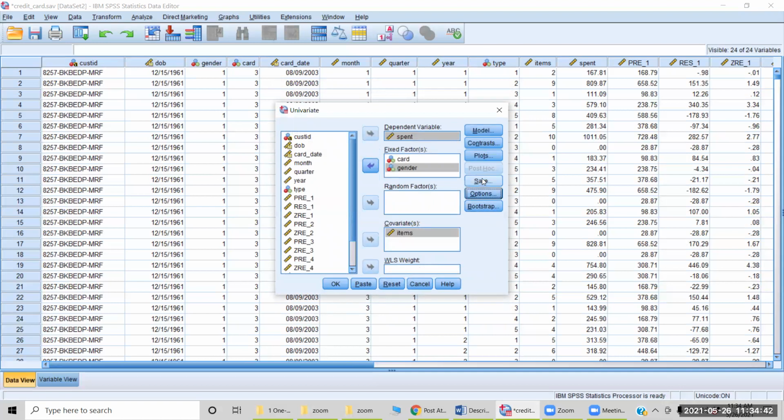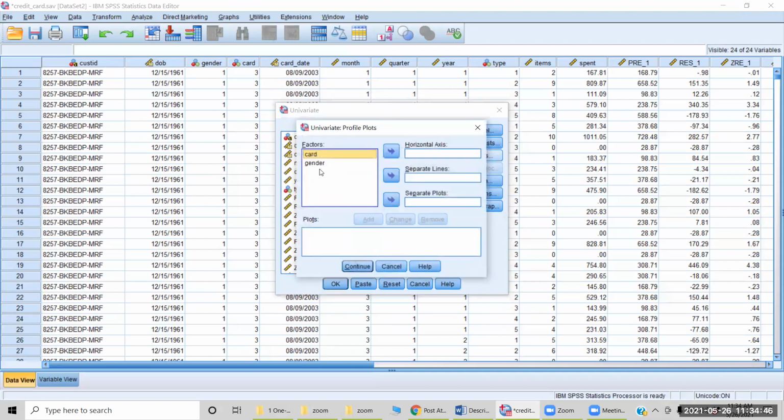Next, if you want to select the model plots, if you want to plot, well, okay, we can put card on the horizontal axis and gender for separate lines, and we add it here. So card and gender is recorded. Well, we continue.